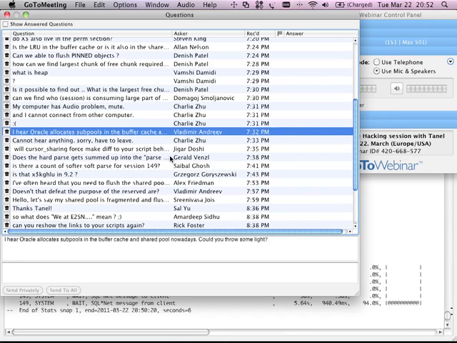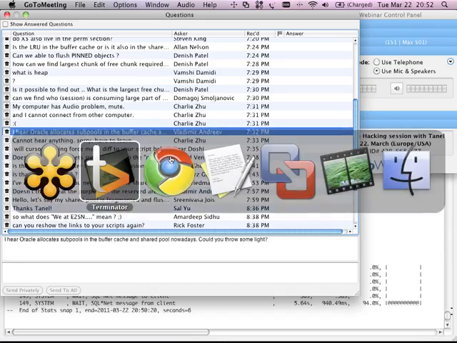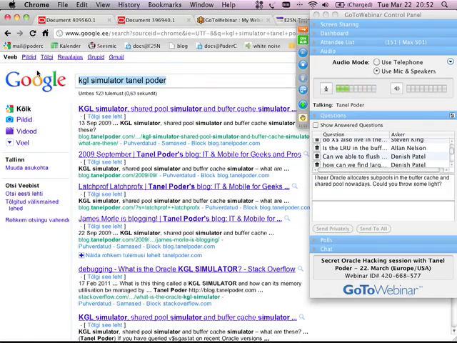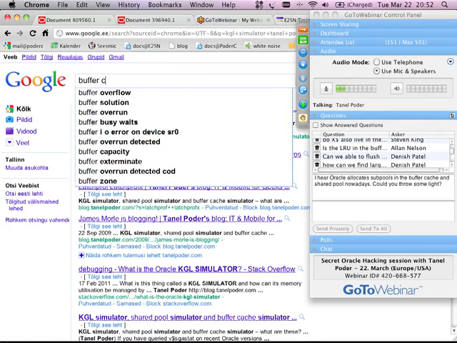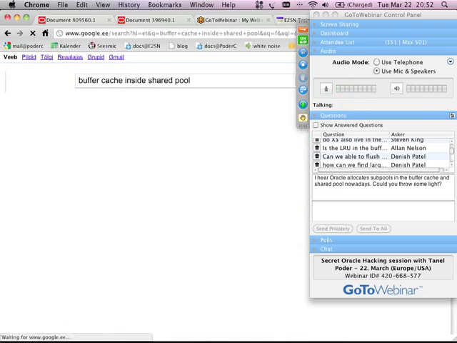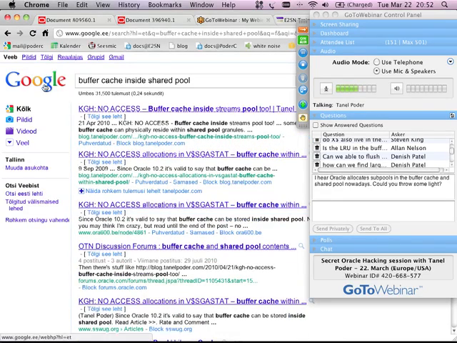I think this is a topic for some other day, but nowadays you can have buffer cache inside shared pool. So you heard it right. Nowadays you can have buffer cache inside shared pool. If you Google for that, you will end up in my blog and you will see this article. And actually you can have it in streams pool as well, as it turned out later.